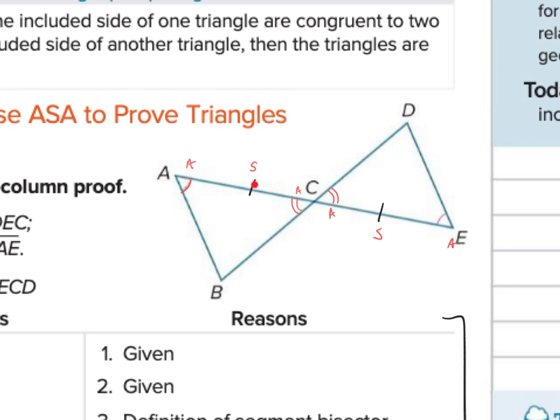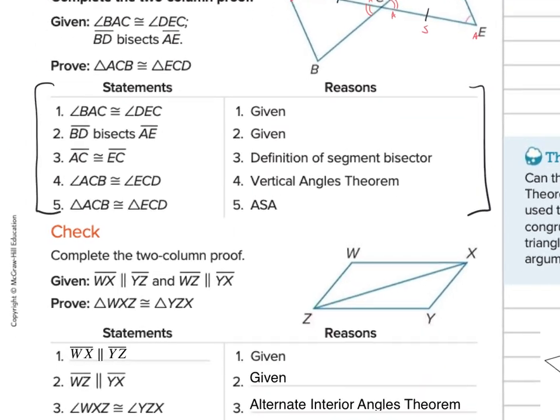So I have an angle, included side, and an angle. That is the side in between my two congruent angles that I'm referencing. So understand the significance of included side and included angle.